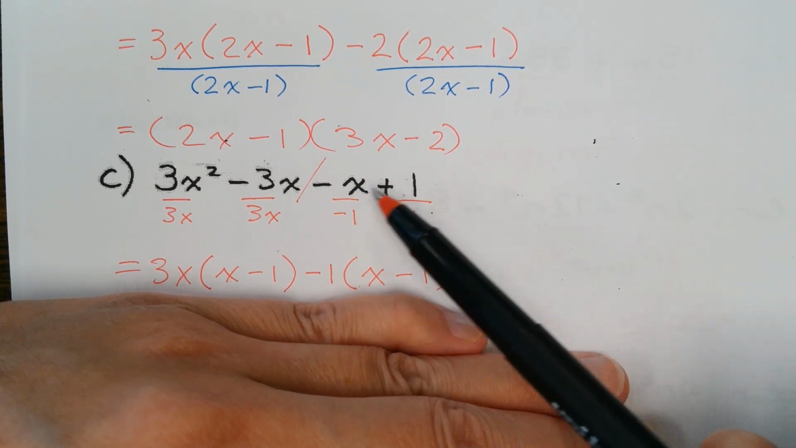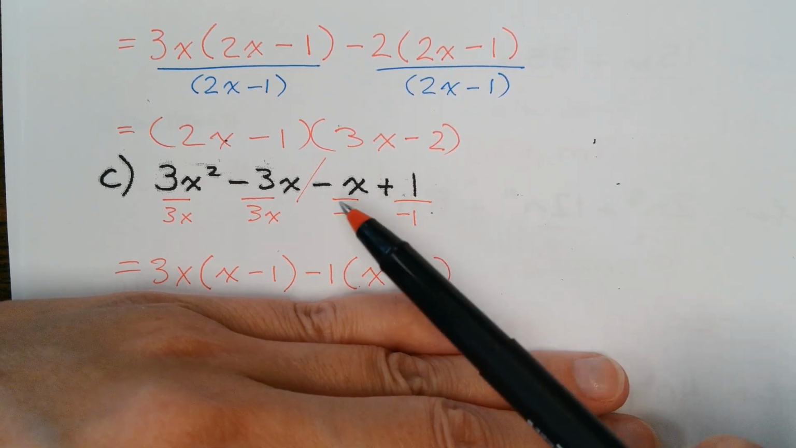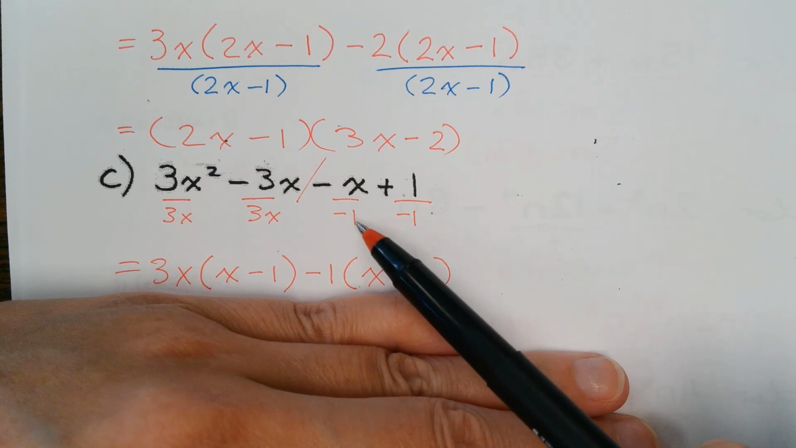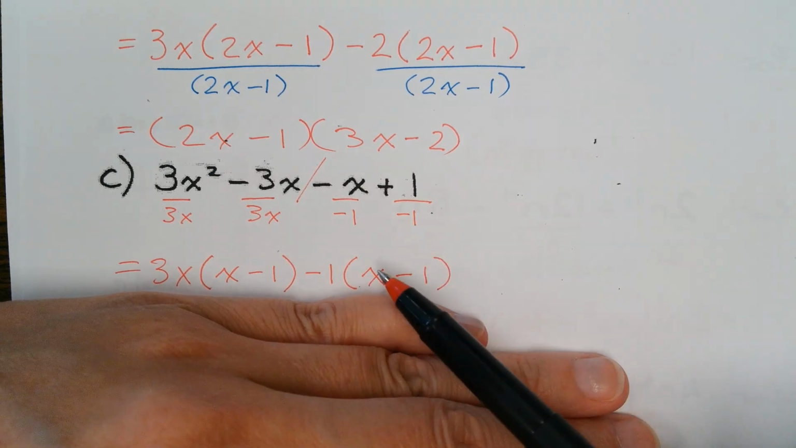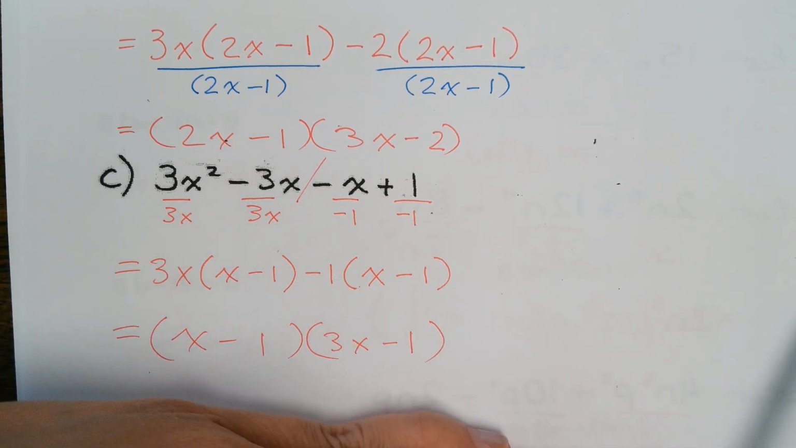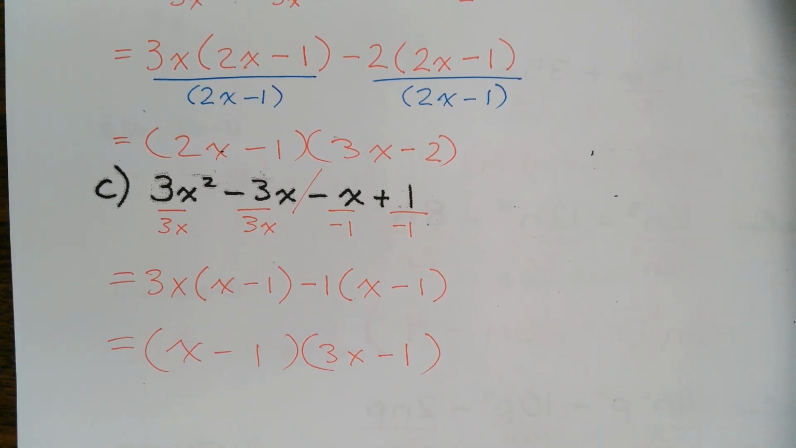Looking at these two terms, there's nothing common, but 1 is still common between them. 1 is common in everything. So Miriam took that -1 out because she wanted the positive x right here. And so your final answer? It's x minus 1 in brackets times 3x minus 1 in brackets. Perfect. How many of you got that? Awesome. See, the factoring was not that bad.